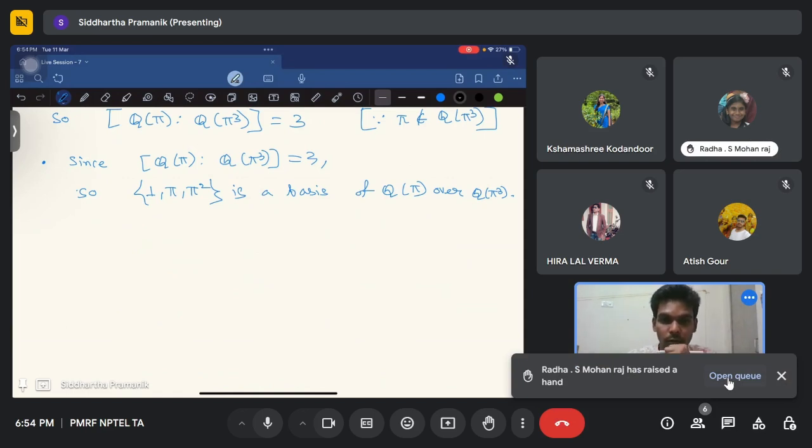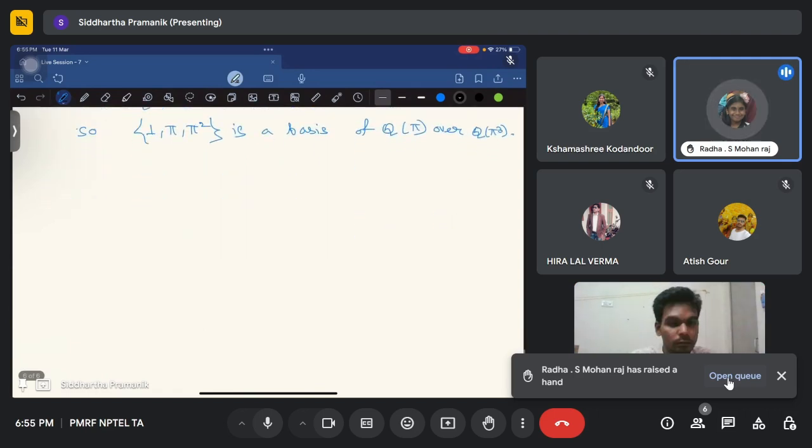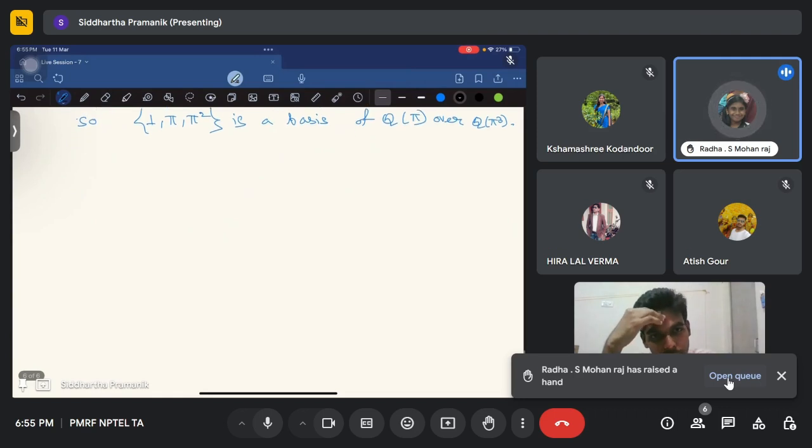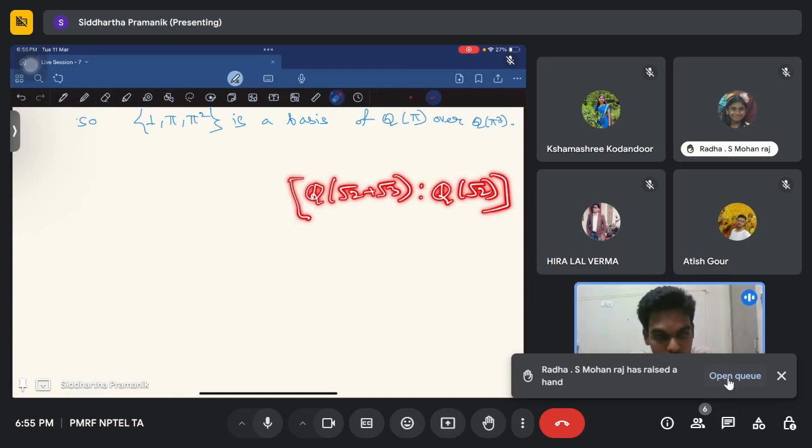Yeah, you can ask. What is the degree of Q(√2 + √3) over Q(√2)? So we are asking the degree of Q(√2 + √3) over Q(√2). Is that the same thing you are asking?